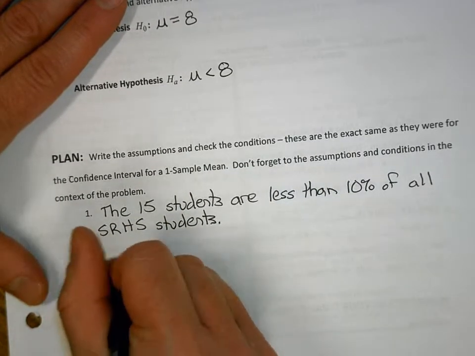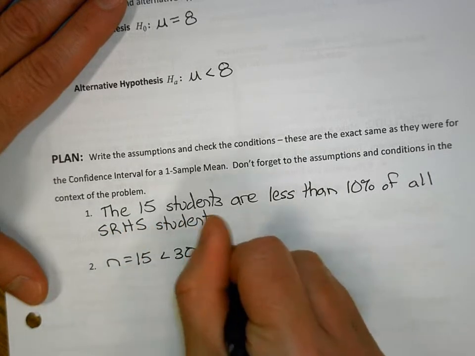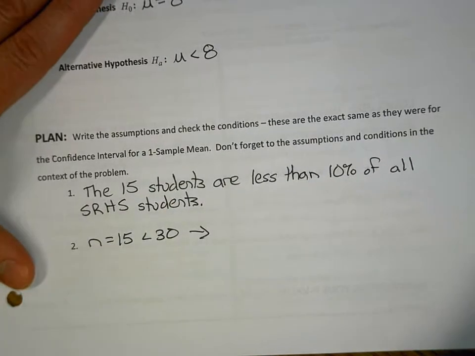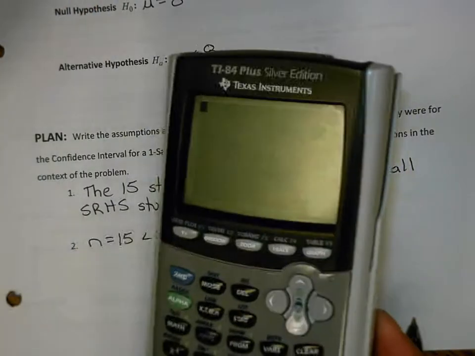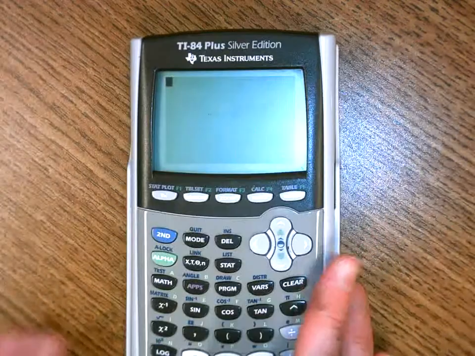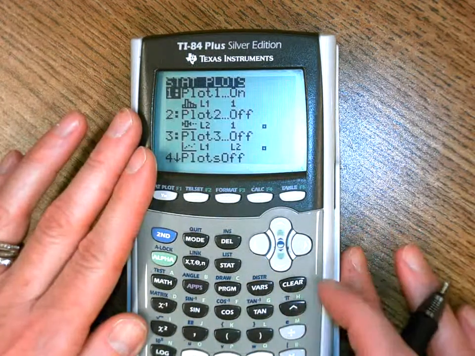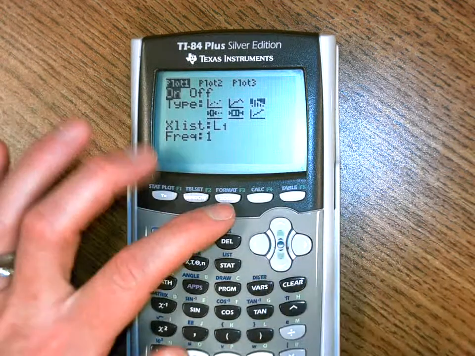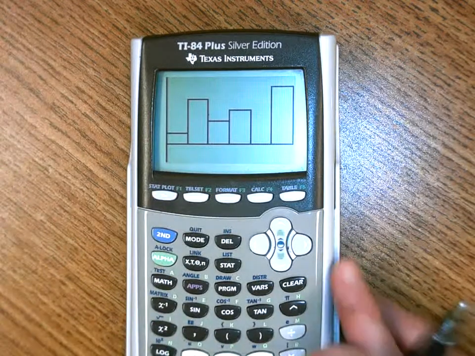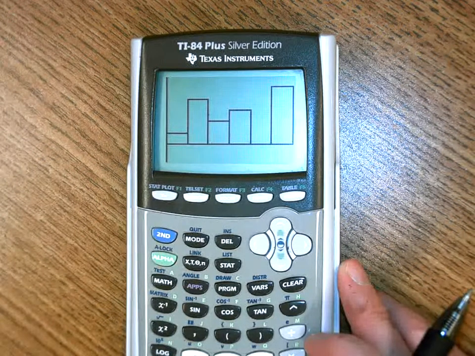The problem is that my sample size is equal to 15, which is less than 30. So I need to look at the graph of the data, because right now this condition isn't met. So I already have my numbers in the list. I need to look at a graph. Some of you prefer the histogram, others of you prefer the box plot. It really doesn't matter which one. Right now I have the histogram selected, and I'm going to zoom 9 to start. Is it unimodal? Yeah. Roughly symmetric? Well, some of you might argue that.